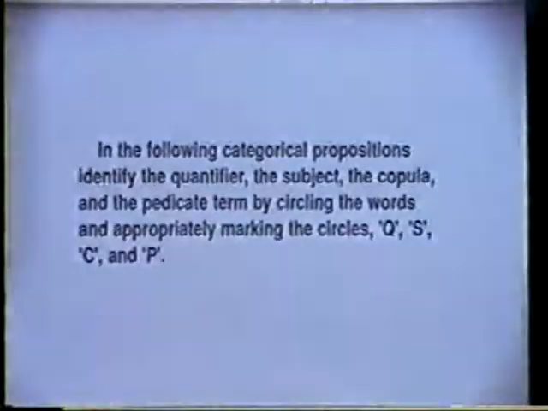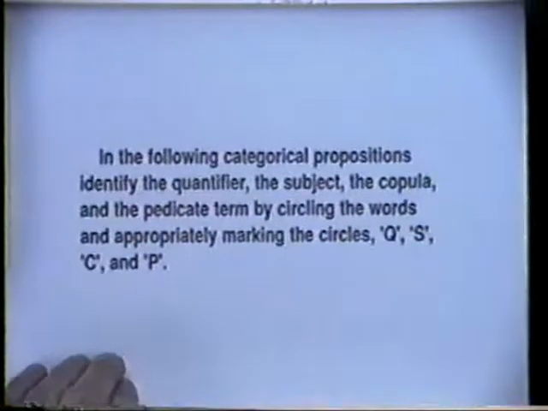So let's go to number 1. In the following categorical propositions, again, you have to identify the quantifier, the subject, the copula, and the predicate term by circling the words and appropriately marking the circles with Q, S, C, and P.